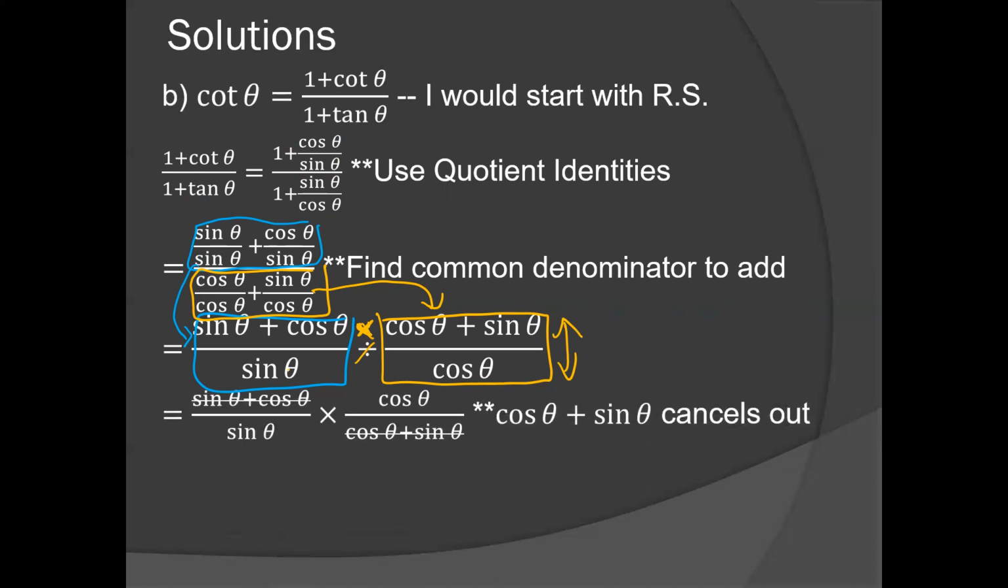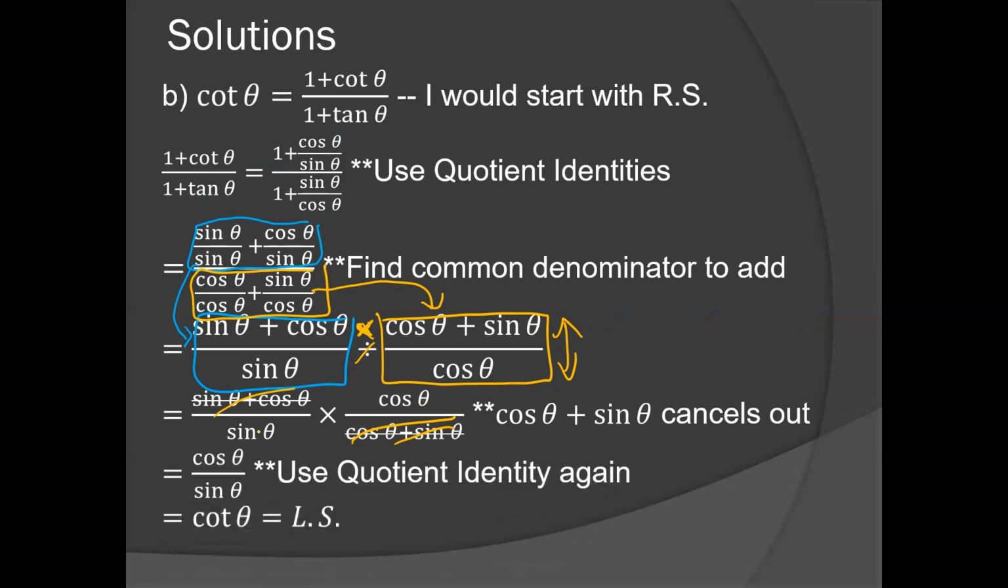So I rewrite this as sine theta plus cos theta over sine theta times cos theta in the numerator, divided by cos theta plus sine theta. And what I realize now is that cos theta plus sine theta appears in the numerator in the first fraction and the denominator in the second fraction. So that means I can cancel them out. So this cancels out, and then I end up with cos theta over sine theta.